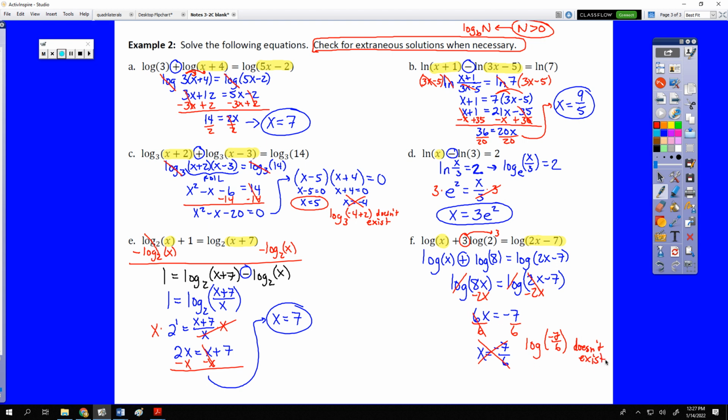So we had to throw out our only possible answer, which means the answer to this question, and this does happen, not super often, but it does happen. The answer to this question is no solution.